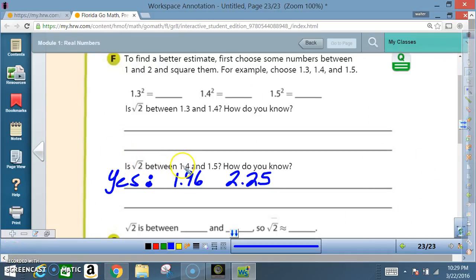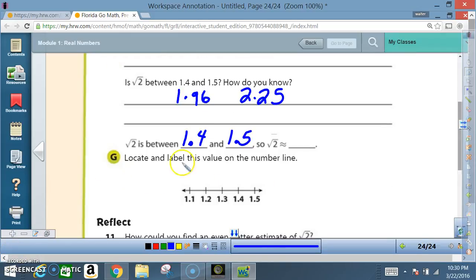Now, is the square root of 2 between 1.4 and 1.5? How do we know? The answer is yes. And the reason why is that 2 does lie between 1.96 and 2.25. Because the square root of 2 lies between 1.96 and 2.25, that means we know that it's between 1.4 and 1.5. So the square root of 2 is approximately 1.45.